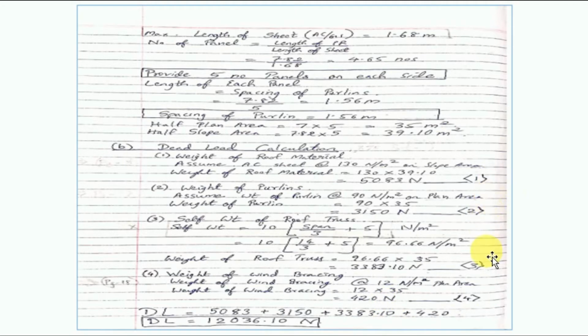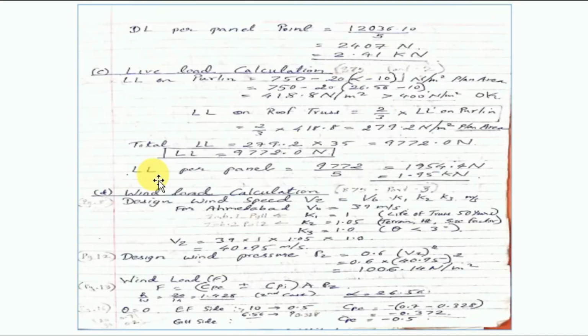We are adding up all the dead loads. We are getting dead load equal to 12036.10 Newton. For dead load for each panel, we have found the number of panels as 5. So dividing it by 5, we are getting 2.41 kilonewton.